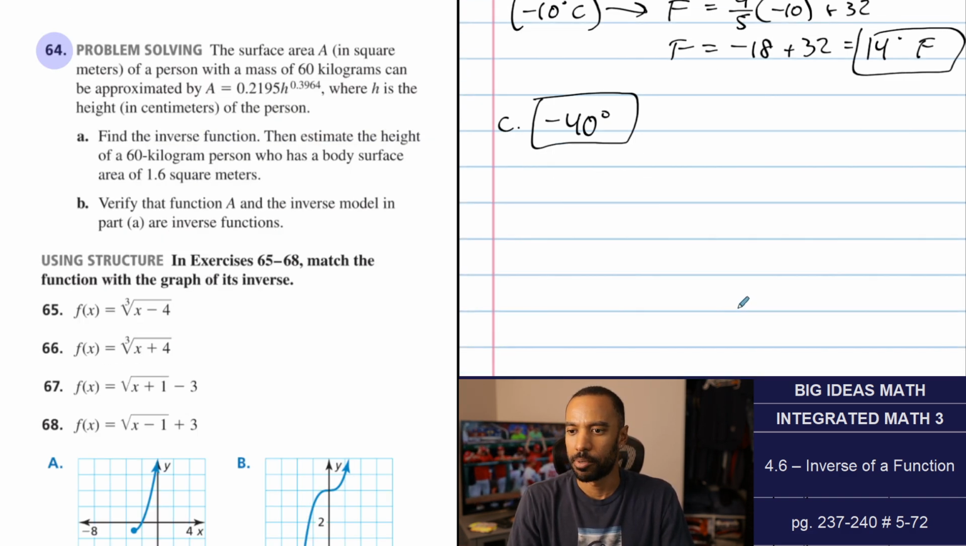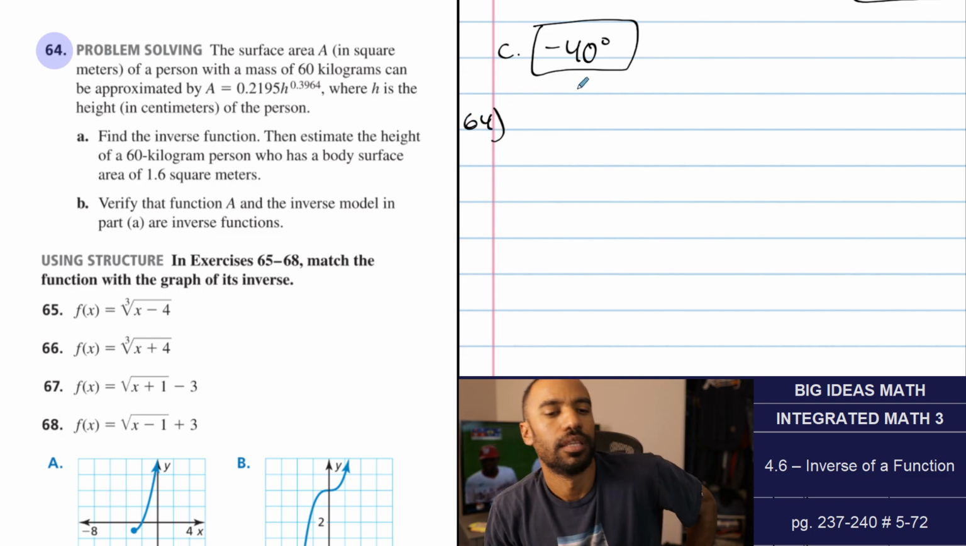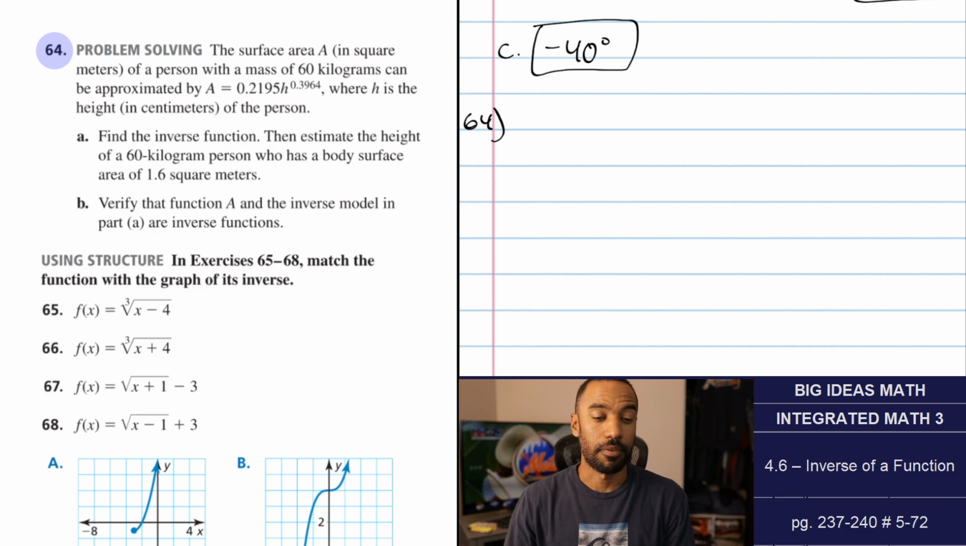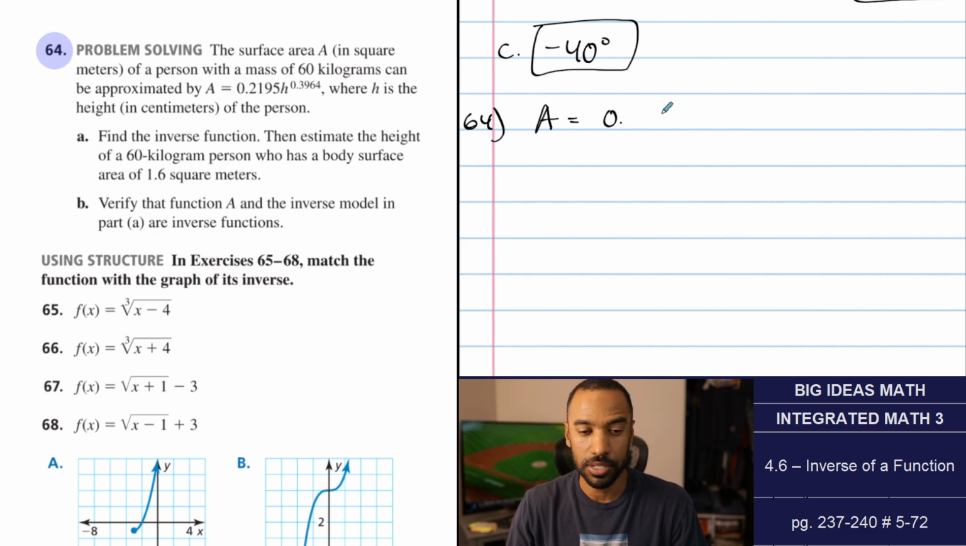Okay, number 64. Problem solving. The surface area A in square meters of a person with a mass of 60 kilograms can be approximated by that. I don't even know if I weigh 60 kilograms, if I'm heavier or lighter. I'm a pounds dude.